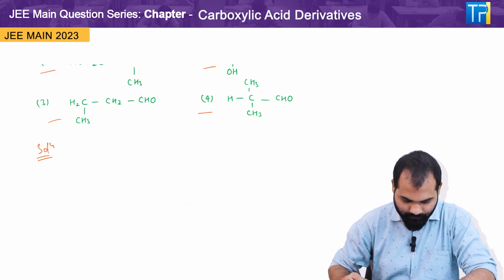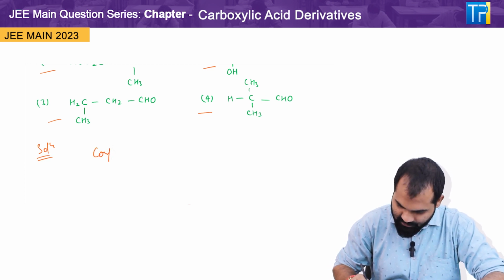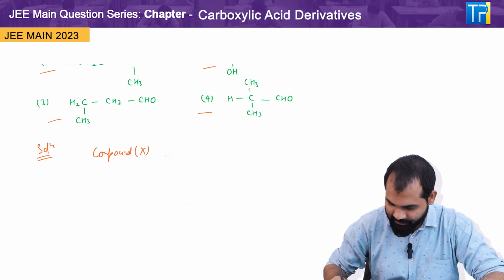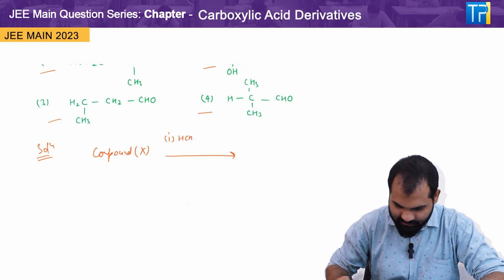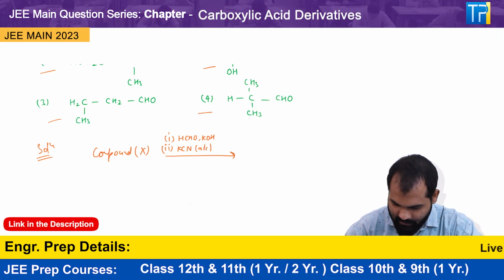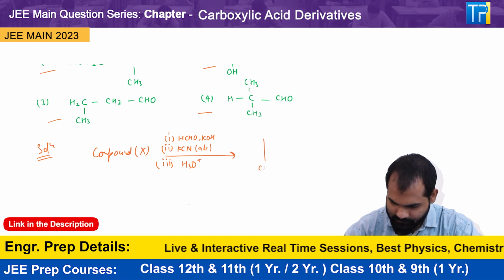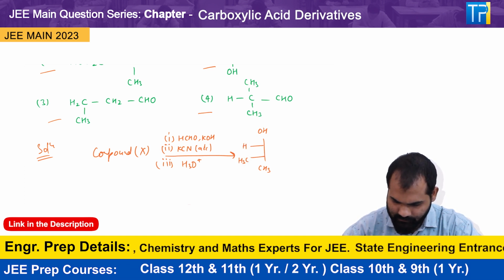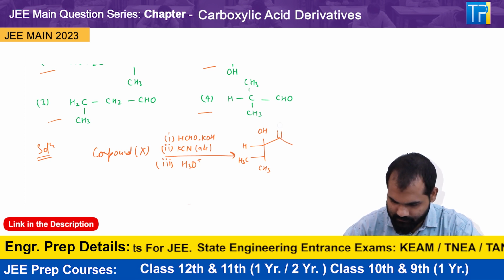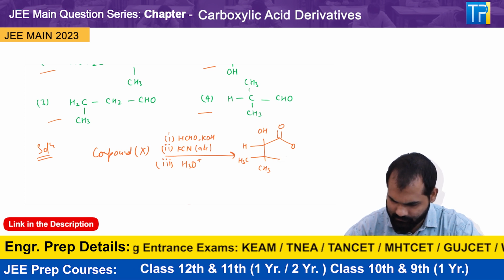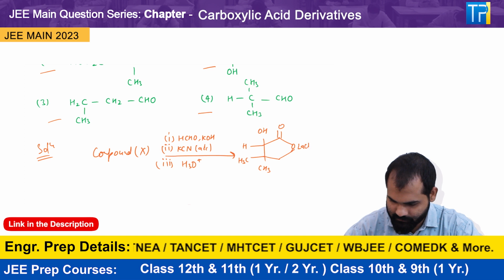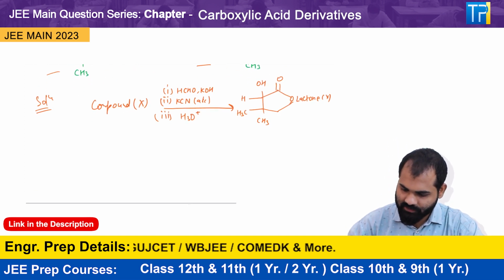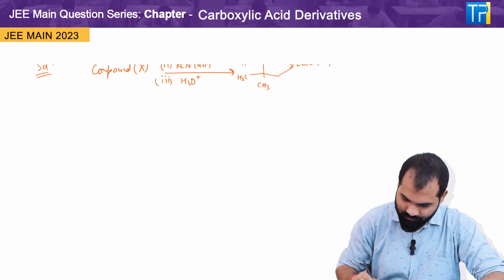Try to solve this question. So according to the question, compound X has to go through the chemical reactions, which is first is HCHO, KOH. So we'll start this question one by one. So we'll start this.